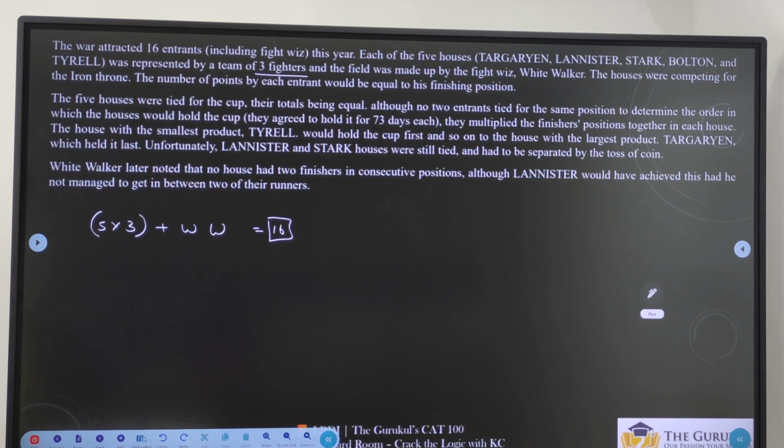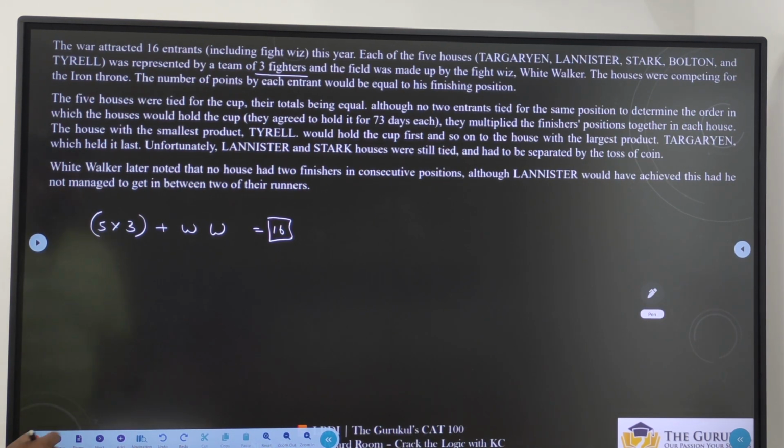Okay. Next what? The 5 houses were tied up for the cup, their totals being equal. So sum of all the numbers in every house is equal. Although no 2 entrants were tied for the same position, to determine the order in which the houses would have the cup, they agreed to hold it for 73 days each. So who will be the first, who will be the second? To decide that one, they multiplied the finishers' positions together in each house. The house with the smallest product gets the cup first, and the largest product is last. Okay, some more information is there.